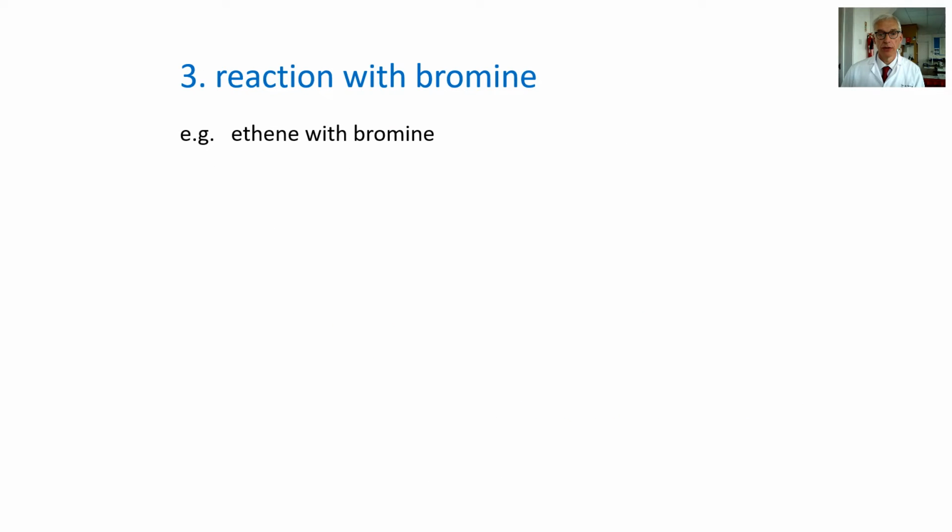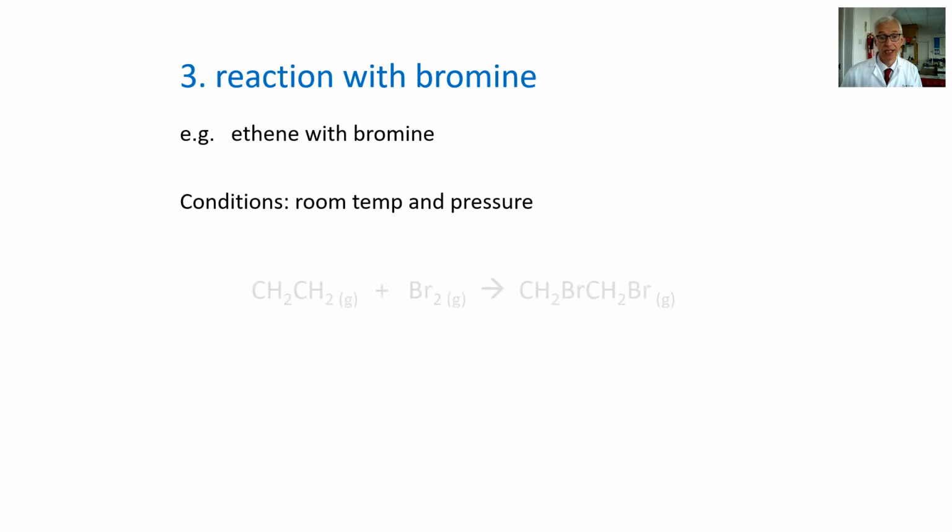So the third reaction of the alkenes we need to consider is the reaction with bromine. So for example, ethene with bromine. Conditions, room temperature and pressure again. Could you write an equation for that reaction and then the displayed formulae? Pause the video and complete the task. So here is the equation, and the equation written as structural formulae is best explained by the displayed formulae.